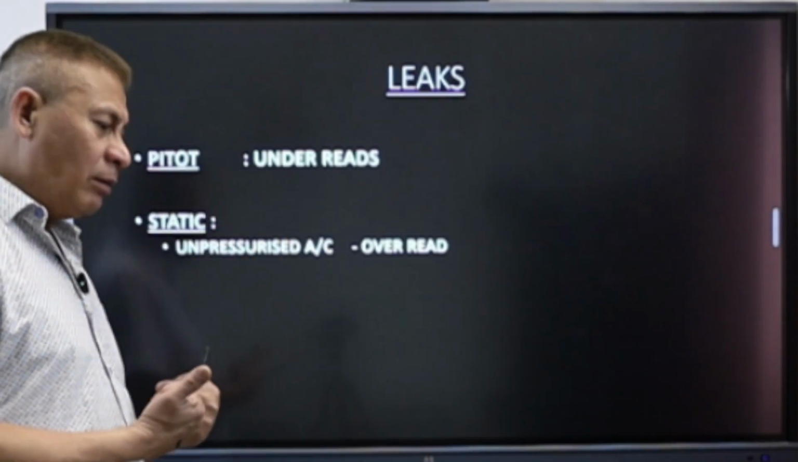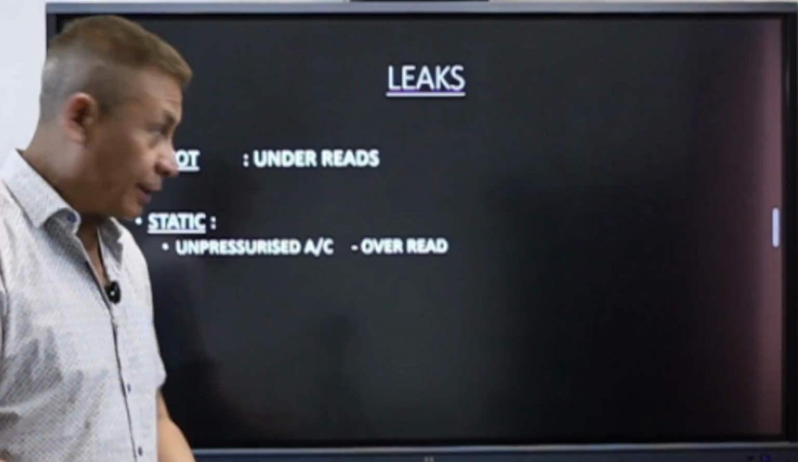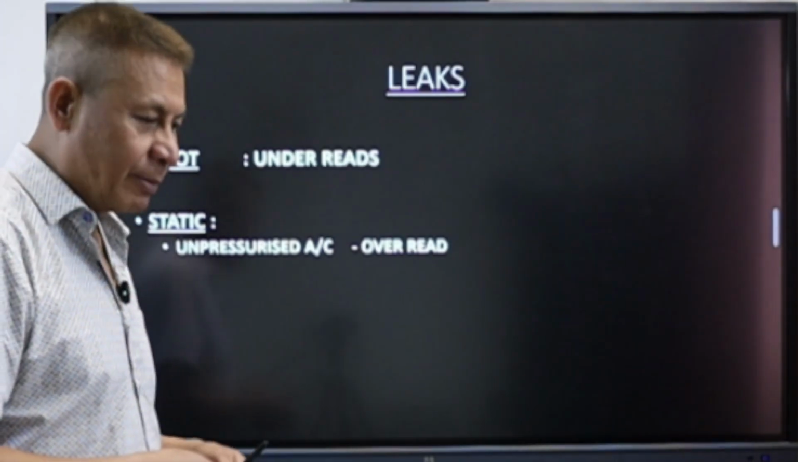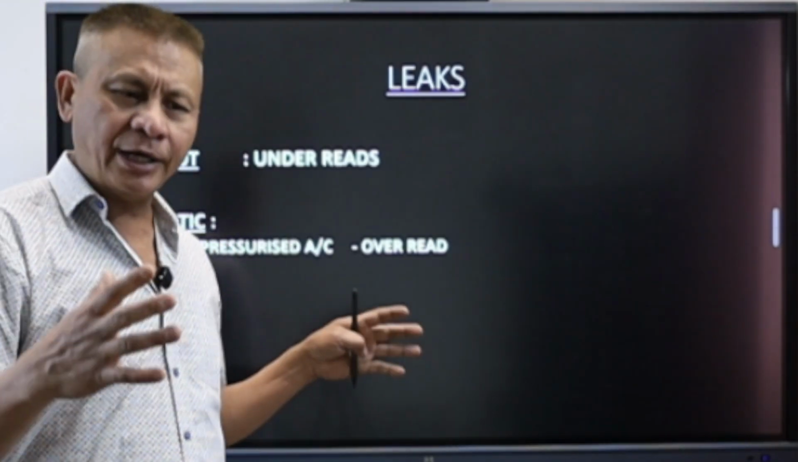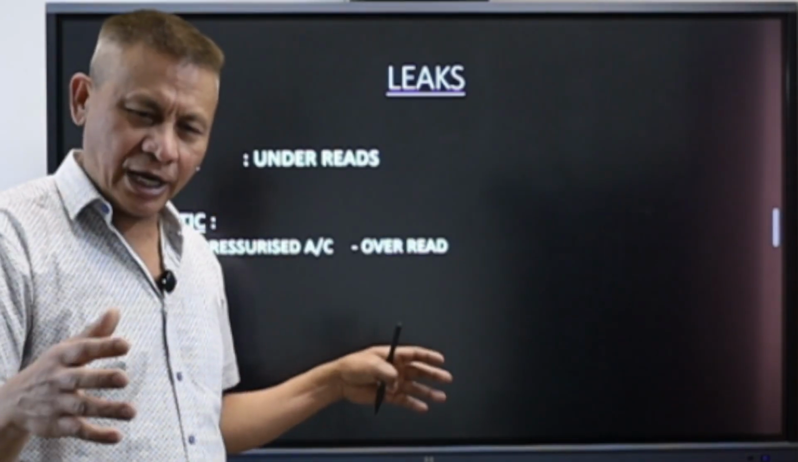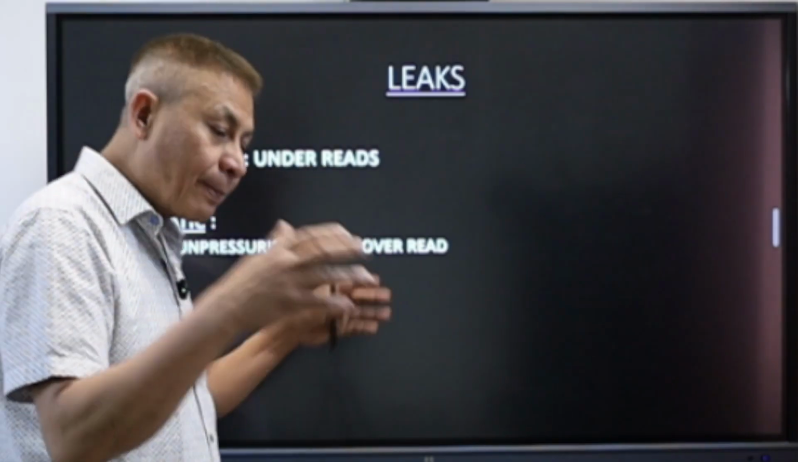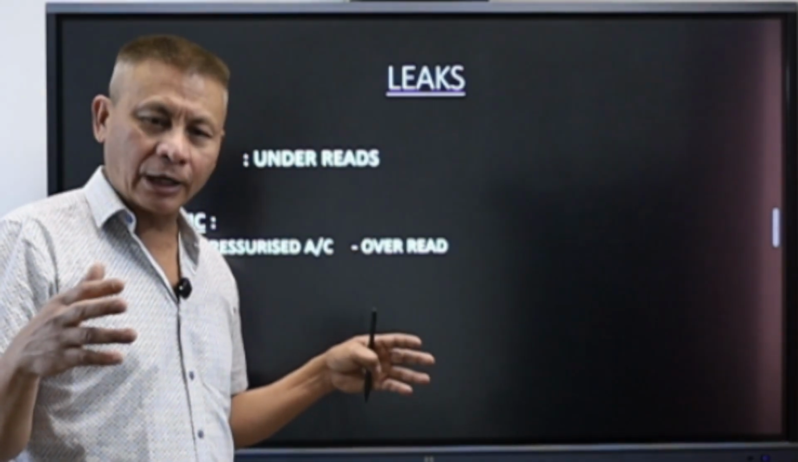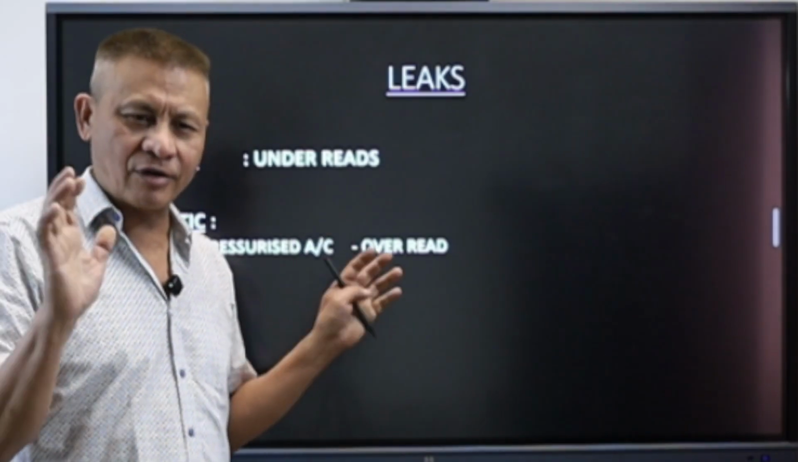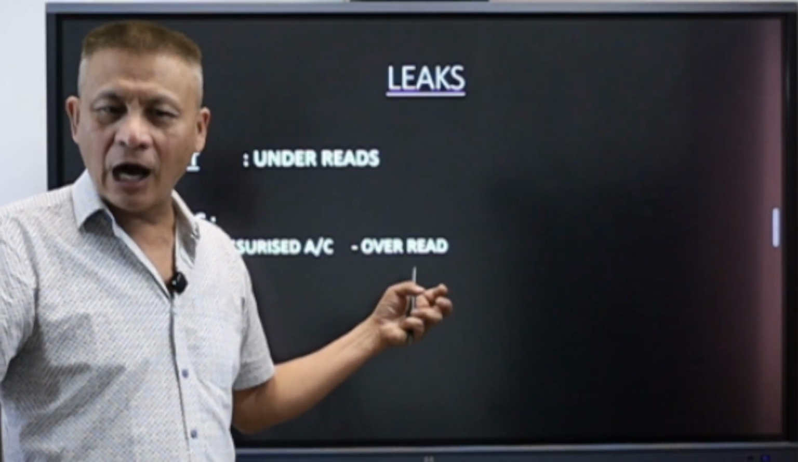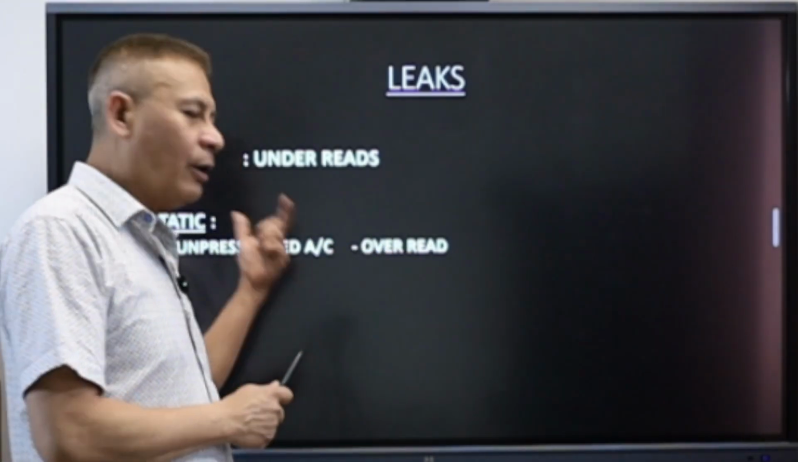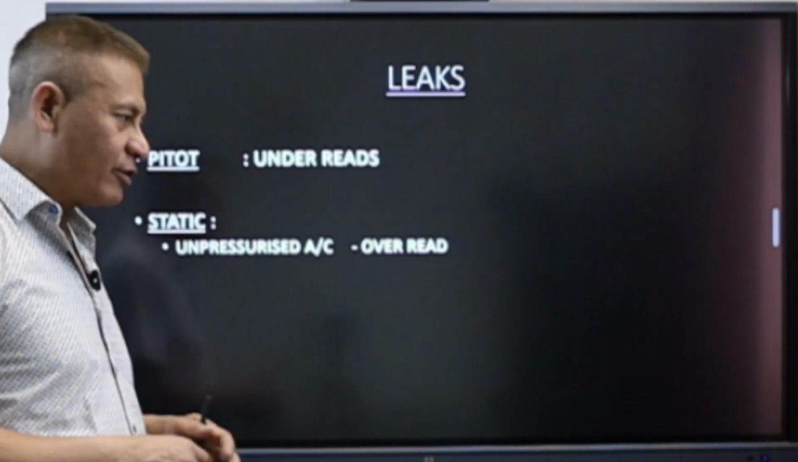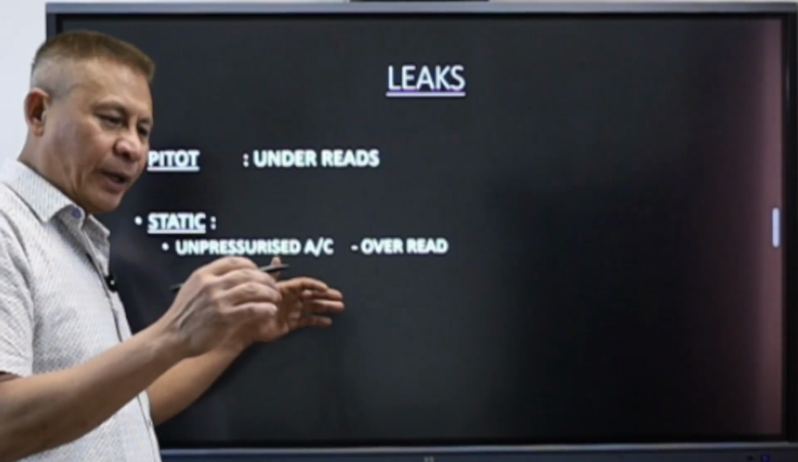If the static is leaking in the unpressurized compartment of the aircraft, if you are flying a smaller aircraft which is unpressurized, and the static is leaking inside the aircraft, the pressure which is there in the cockpit is going to be lower. As you feel in a car, if you start opening the window of the car and start driving, the air is being sucked out of the car. The pressure inside the car is going to be slightly lesser than the pressure outside the car. A similar thing will happen on the aircraft. In the cockpit, the pressure is going to be lesser, if it is an open, unpressurized cockpit.